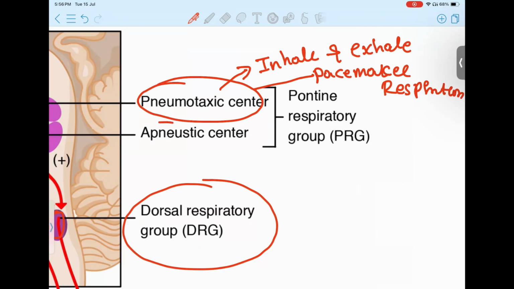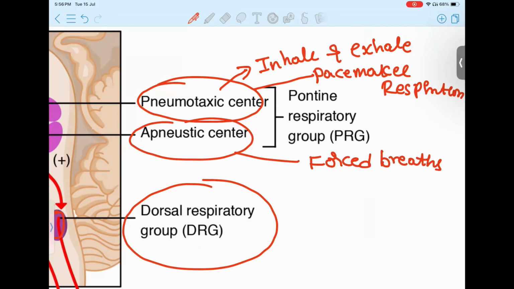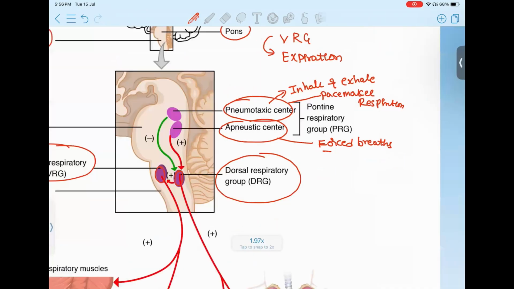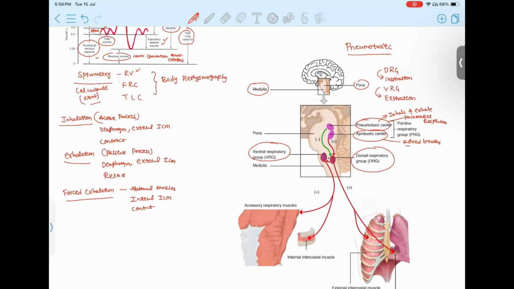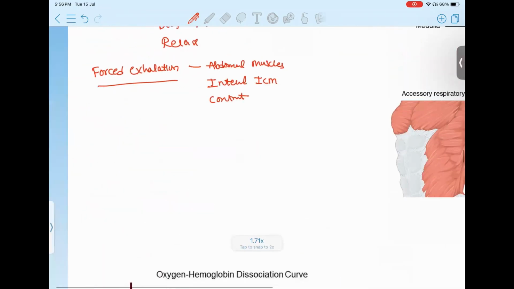And how about the apneustic center? It will be maintaining your forced breaths. Forced breaths will be maintained by your apneustic center. This is the DIVE mnemonic for the respiratory centers, which is commonly used. Next, moving on to your other one. This is also commonly asked.